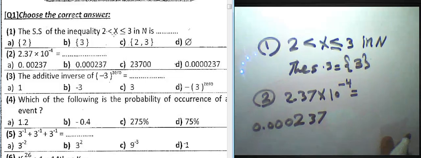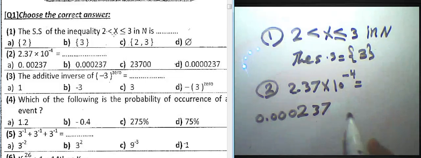Look with me again, my students, at this example. 10 power negative 4 means move the point to the left hand side by 4 digits, but we have only 1 digit before the point. Don't move to the right hand side, okay? The result will be 0.000237. Move the point to the left hand side by 4 digits. 1, 2, 3, 4, okay?